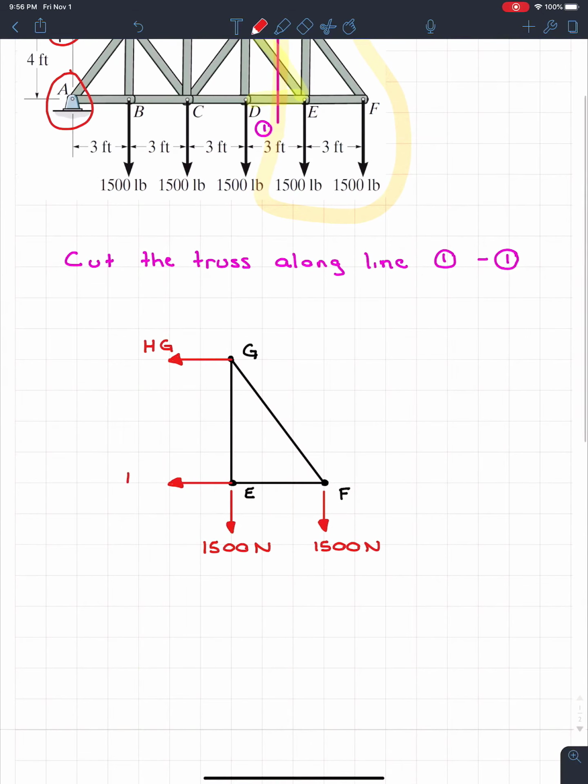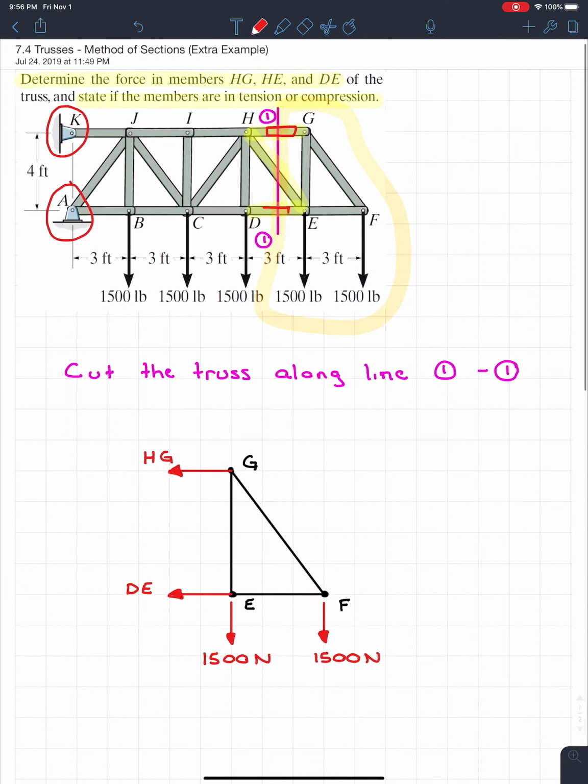So I'm just putting another truss that I cut through down here. Truss member DE, which is right there. And then finally, I cut through HE, which is a diagonal member right here. So I'm going to go from point E up. So this can be my diagonal member. And I'm going to label this one HE.